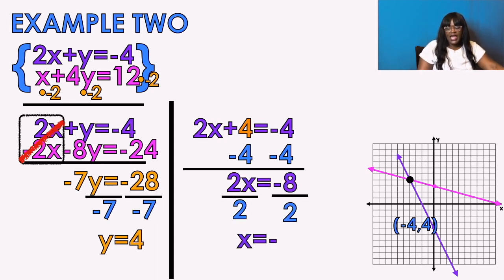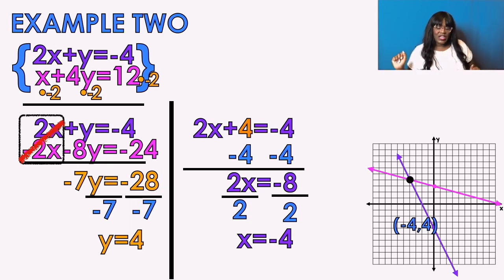Divide by 2, x equals -4. Does that match? Yes, the x does equal -4. The y does equal +4. That matches my graph. I eliminated. Look at you. -4, 4 is my answer.